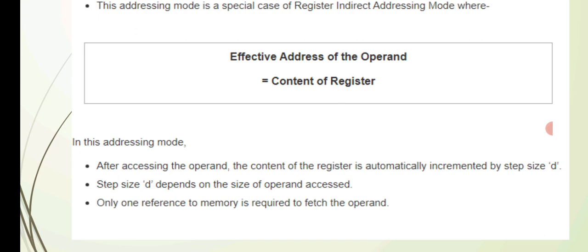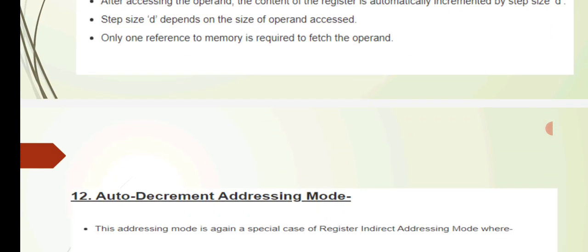In this addressing mode, after accessing the operand, the content of the register is automatically incremented by step size D. The step size D depends on the size of the operand accessed. Only one reference to memory is required to fetch the operand.